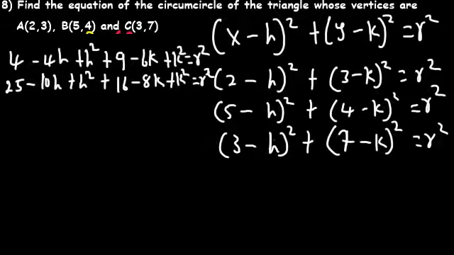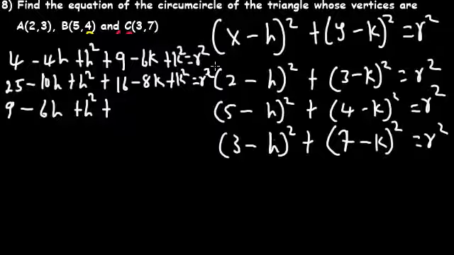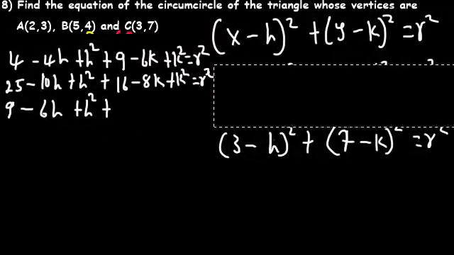For (3 minus h) all squared, that's 9 minus 6h plus h squared, and plus again. I can get rid of this right now. This is gone.